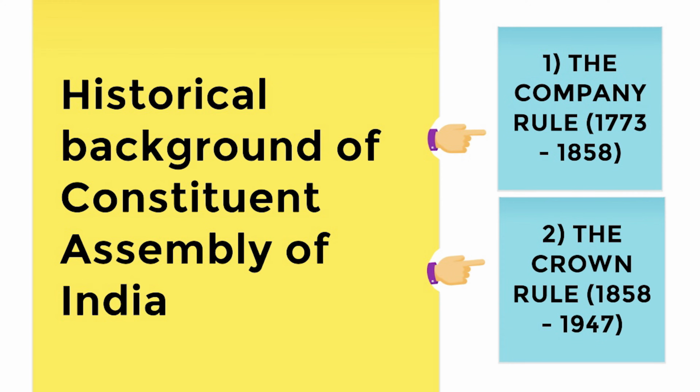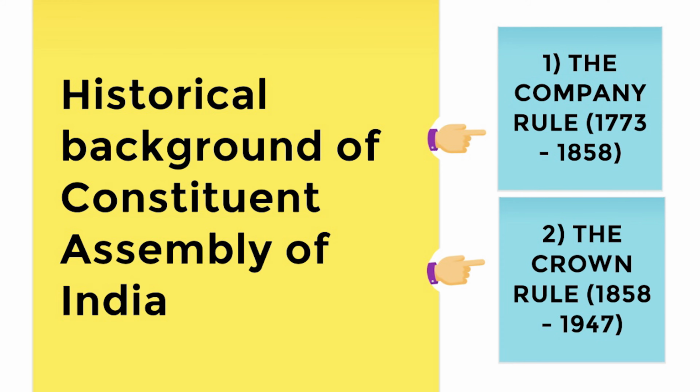Therefore, we need to talk about the historical background, especially the two very important sets of events which have shaped and reshaped the entire working and functioning as well as composition of the Indian Constitution. And these events have greatly influenced our constitution as well as the polity. The first is the Company Rule, which starts from 1773 and eventually ends in 1858. And the second one is the Crown Rule, which begins from 1858 and ended eventually in 1947.